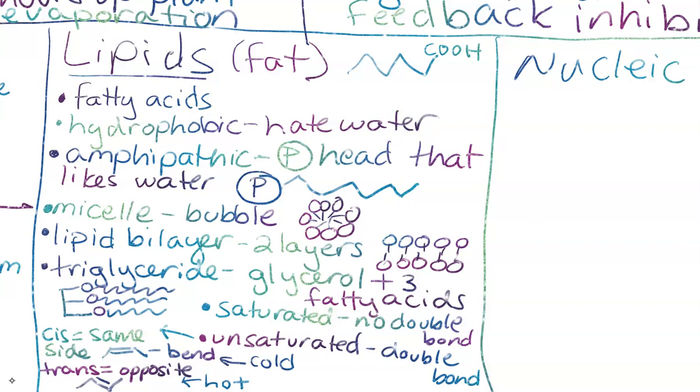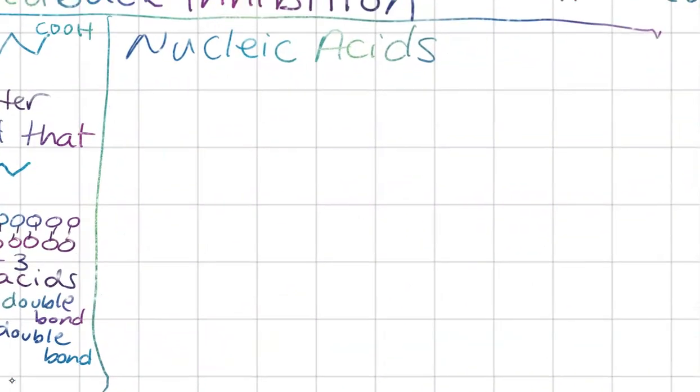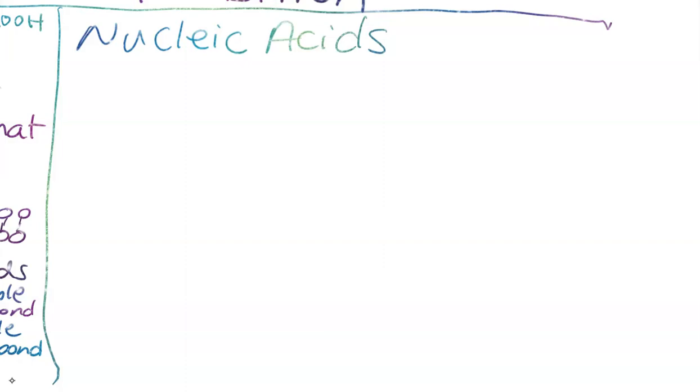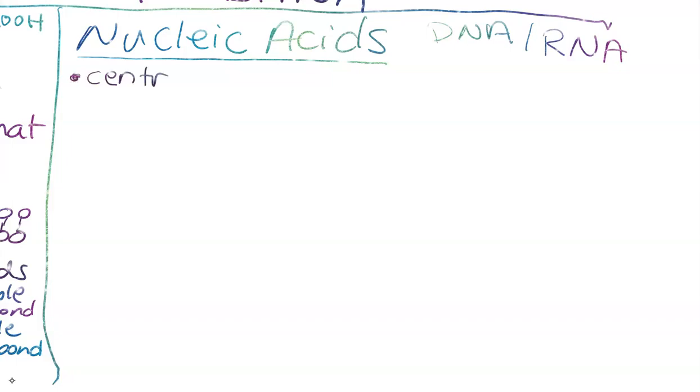All right, that is all you need to know about fats. We are moving on to the last section for Unit 1, and that is nucleic acids. Nucleic acids are DNA and RNA. Deoxyribonucleic acid or ribonucleic acid. You're probably going to have to know the central dogma. Sounds pretty important, right?